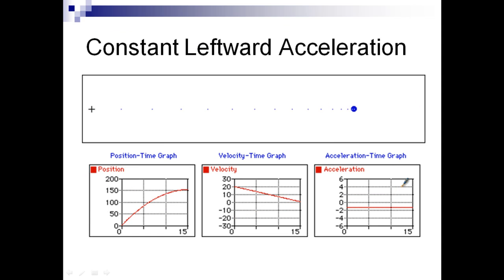Constant leftward acceleration. You can see that this ball is slowing down. Your acceleration is leftward, your velocity is rightward. It means you're slowing down. You can see in your position versus time graph how we slow down until we reach 150. You can see that from your velocity versus time graph because it's a negative slope. It means you're slowing down. The acceleration is a constant negative value, so it's just a horizontal line.